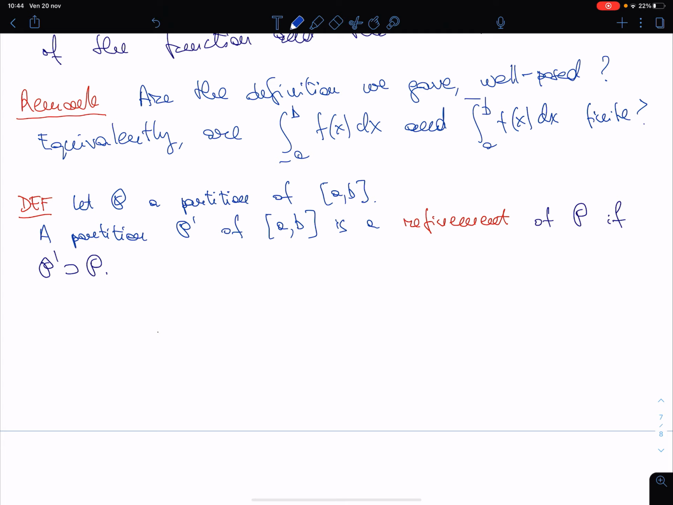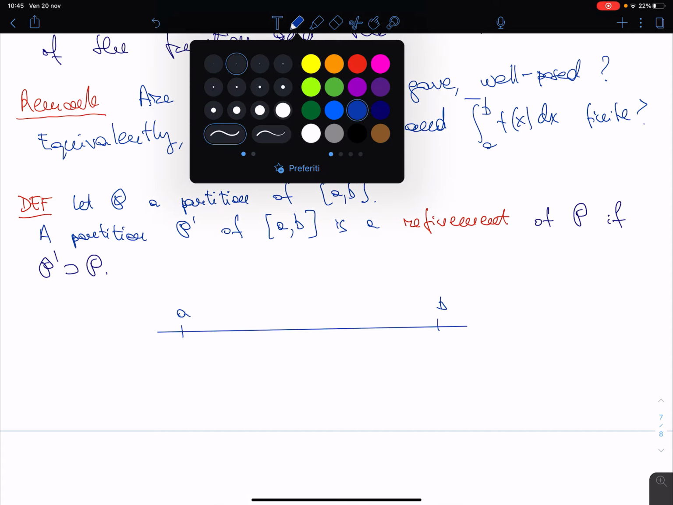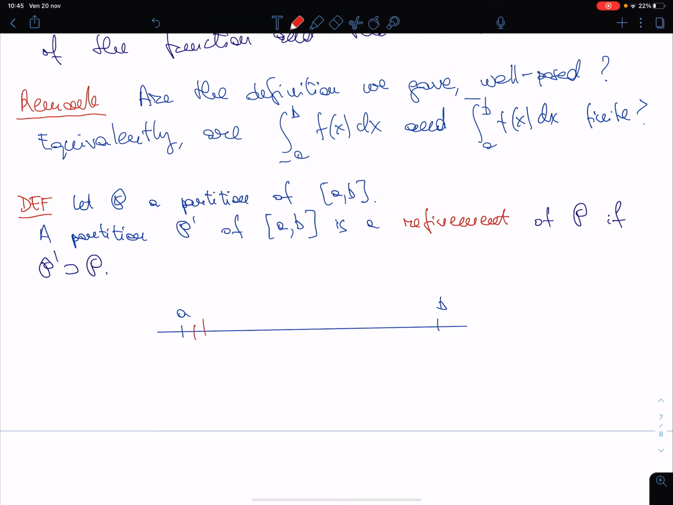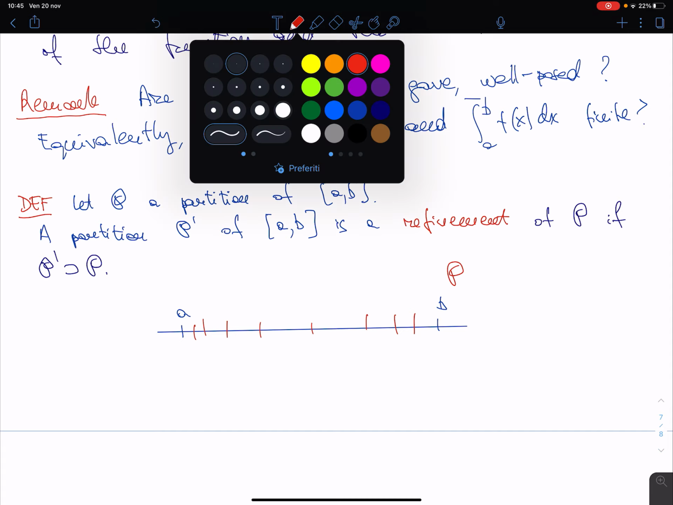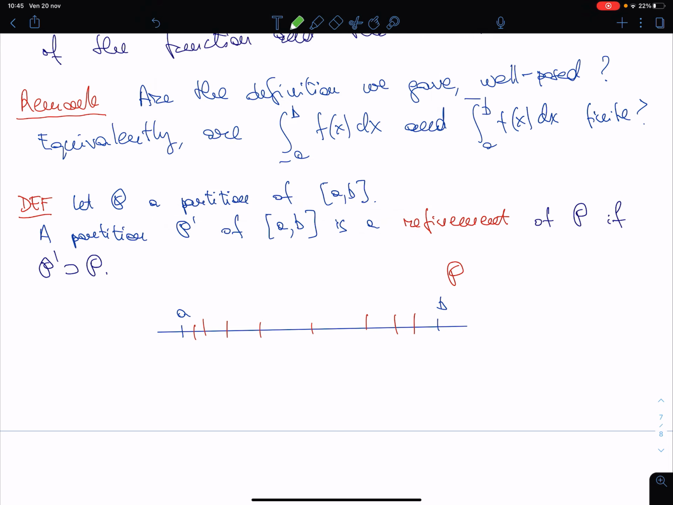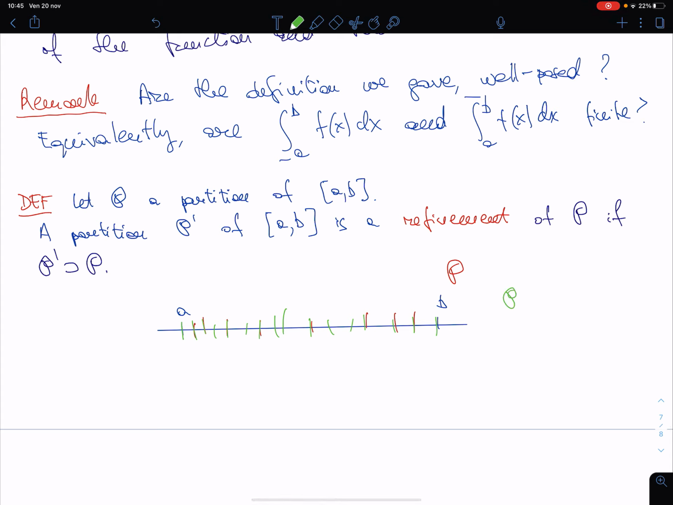Picture: here you have A, B, and you consider, for instance, the red partition P, and then a green partition P prime, which is made of the same points of P. Remember that the extremes are always included in the partition. And then other points. P prime contains P.